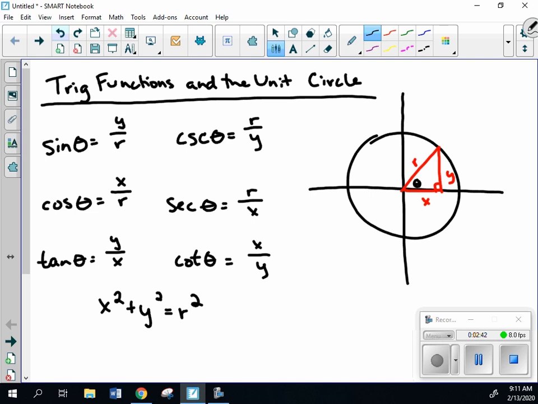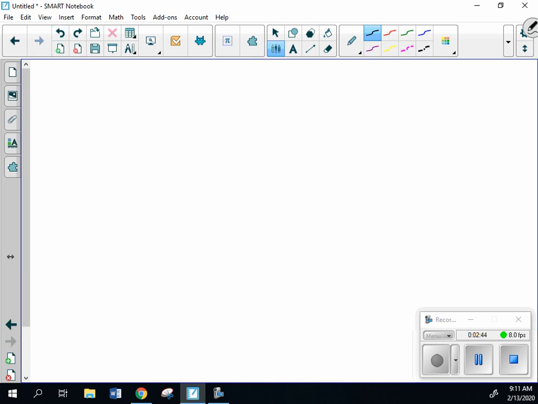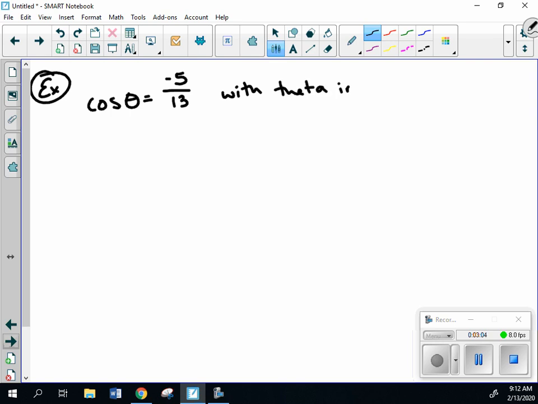Now, here's how this information would be presented to you. You might have that the cosine of theta equals -5 over 13 with theta in quadrant 3.